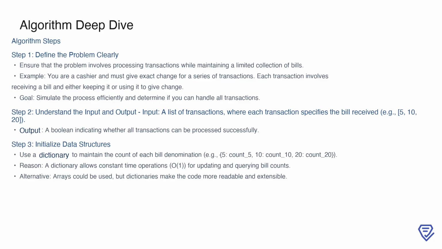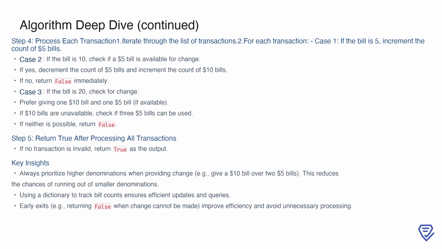To implement this, you'll need to initialize data structures. A dictionary is ideal here because it allows you to track the count of each bill denomination, such as $5, $10, and $20, and perform updates and lookups in constant time. While arrays are another option, dictionaries make the implementation cleaner and more adaptable if additional denominations were introduced in the future. To process the transactions, iterate through the list of bills one by one.